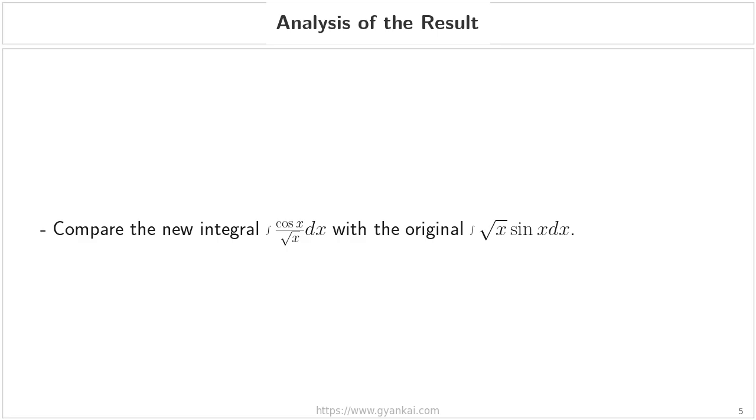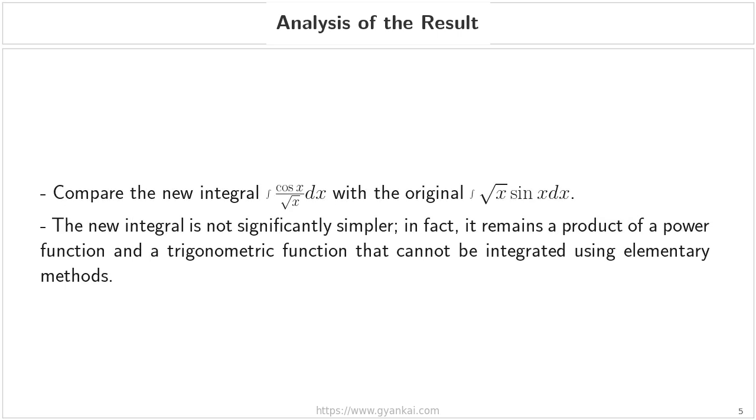Integral of cosine x divided by square root of x with respect to x. Compare this new integral with the original integral, which was integral of square root of x times sine x with respect to x. Do you notice anything? The new integral isn't any easier to solve than the one we started with. We still have a product of an algebraic function, in this case, 1 over square root of x, and a trigonometric function, cosine x. As we discussed earlier, integration by parts is meant to simplify the integral, and this hasn't happened. In fact, it's arguably more complicated.